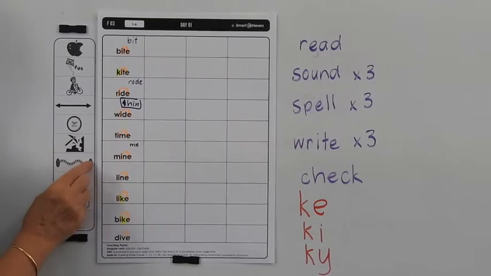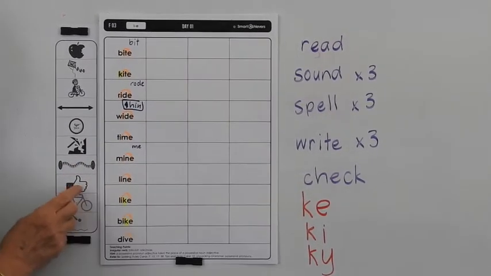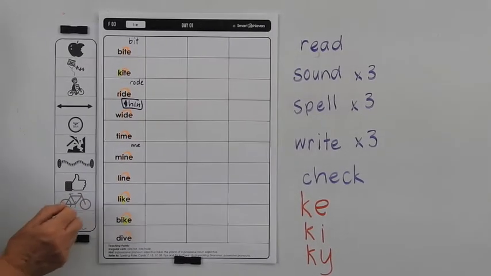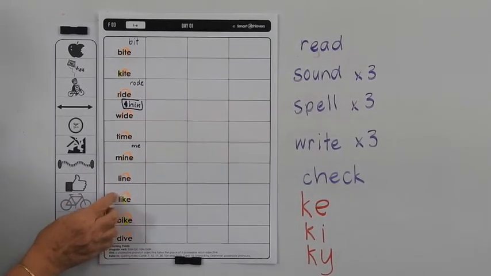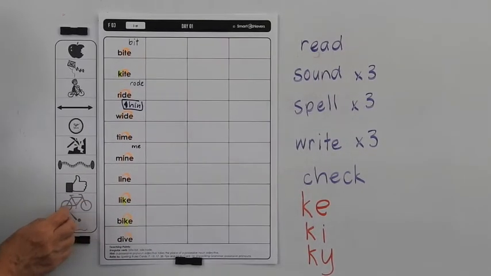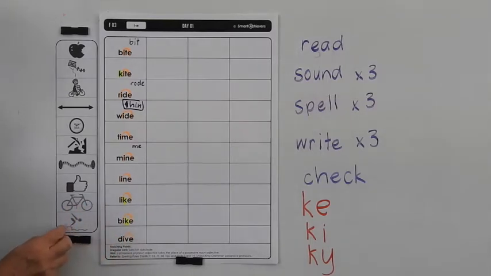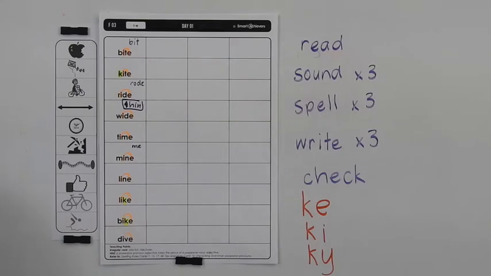This is a line, which can be crooked or nice and straight, so this is a wobbly line. Like is something that you enjoy or that you want, so you like something, you're happy with it. A bike is a thing that you can ride. This is a bicycle, bi meaning two wheels. Dive is where you dive into the water and you put your arms out in front of you to protect your head, so you don't make too big a splash and hurt your body.